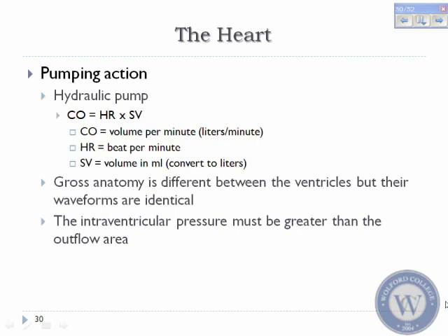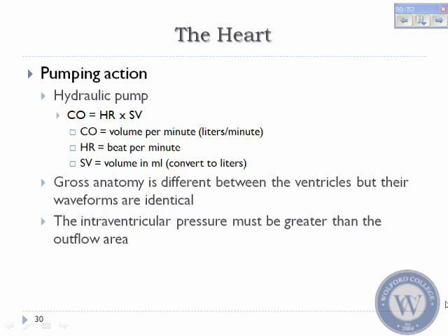A lot of people forget that, and they see somebody with a heart rate of 120, they think everything's okay if the cardiac output comes out okay, and it could be that the person has a very low stroke volume, which means that person's in failure. Okay? Gross anatomy is different between the ventricles, but the waveforms end up being identical. And when we do this next semester and make you do the workbook, the cardiac workbook, you'll be getting a little bit more of a working model of that as well.